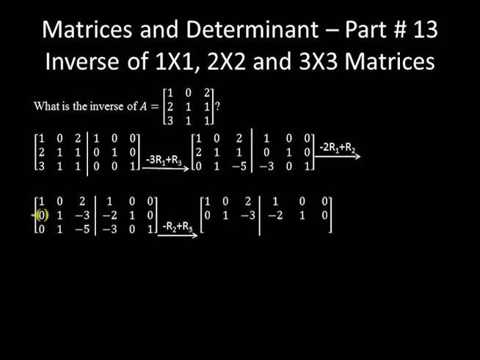Negative 1 times 0 is 0. 0 plus 0 is 0. Negative 1 times 1 is negative 1. Negative 1 plus 1 is 0. Minus negative 3 is positive 3. Positive 3 plus negative 5 is negative 2. Minus negative 2 is plus 2. Plus 2 plus negative 3 is negative 1. Negative 1 times 1 is negative 1. Negative 1 plus 0 is negative 1. Negative 1 times 0 is 0. 0 plus 1 is 1. When we move to the upper triangle, this element is already 0.